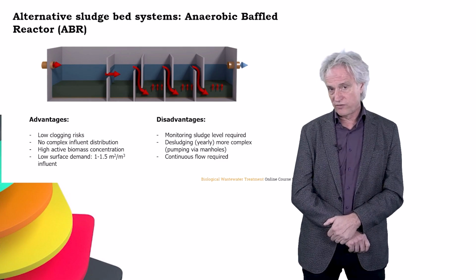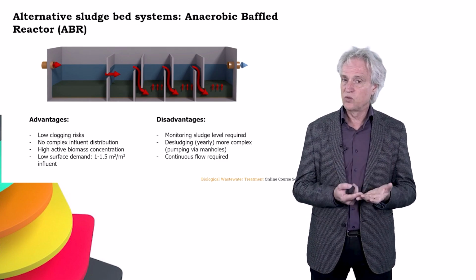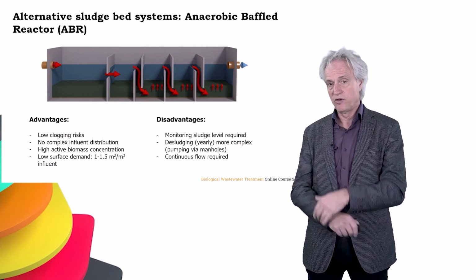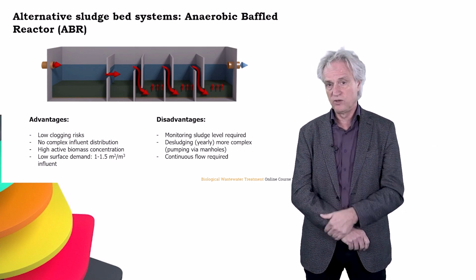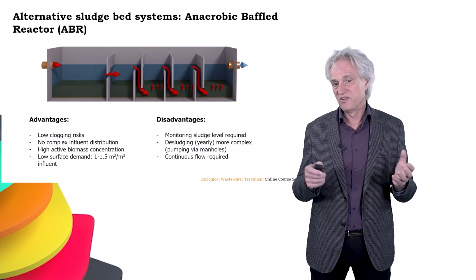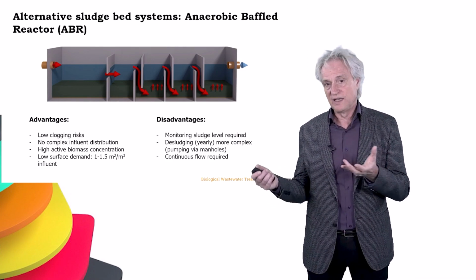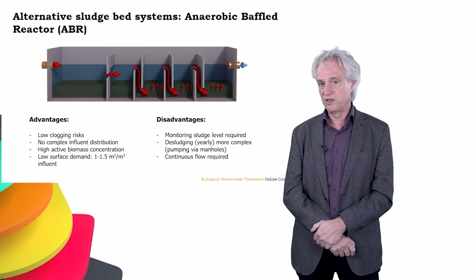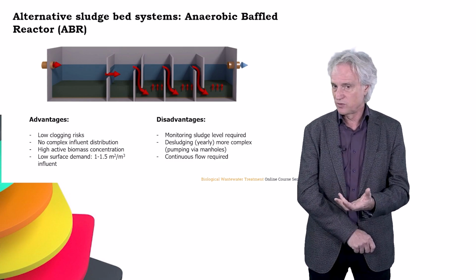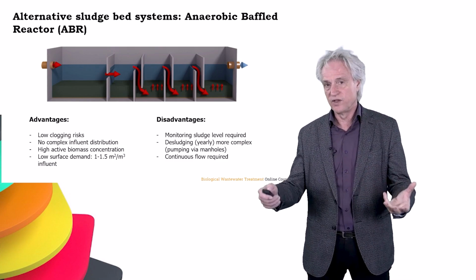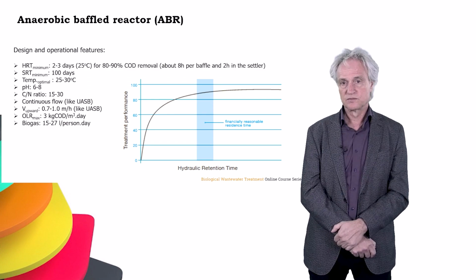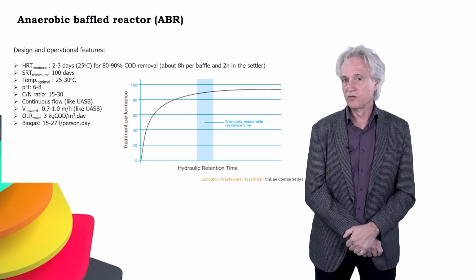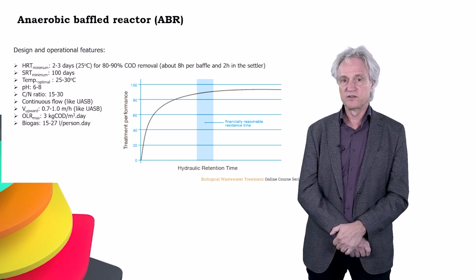You need to monitor the sludge level, and you should be careful with high hydraulic flows, because with high hydraulic flows you may carry over your sludge to the last compartment and finally to the effluent. So in fact the upflow velocities in each of these baffles are more or less equal to the upflow velocity in a USB reactor. So in principle this reactor is larger than a USB reactor.